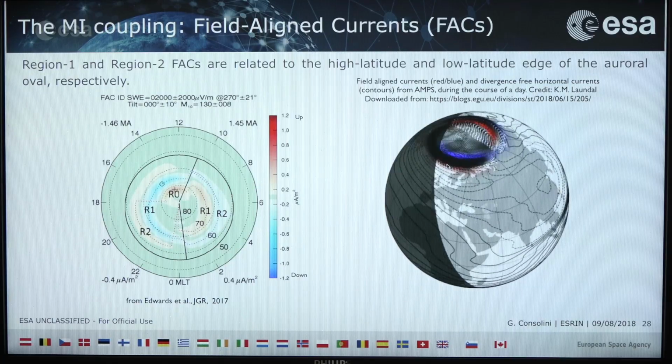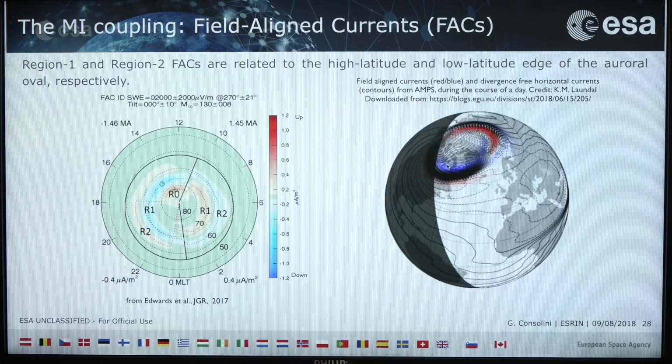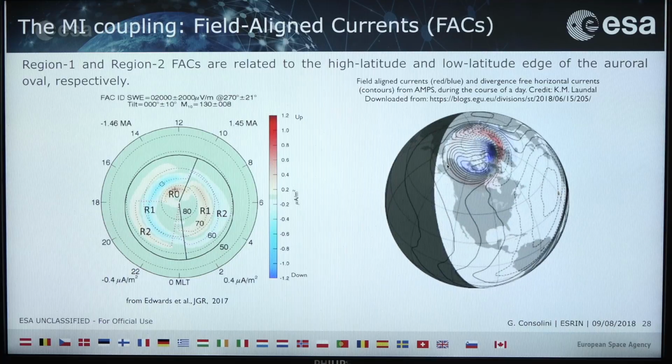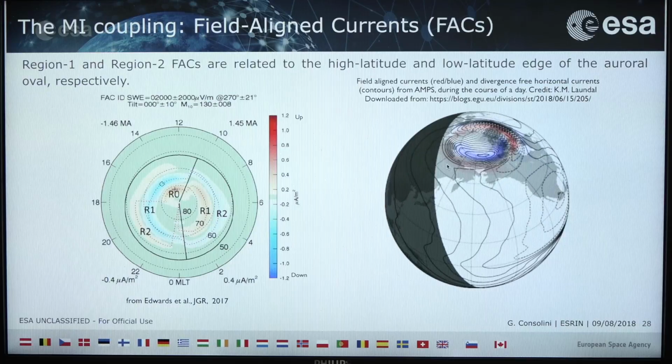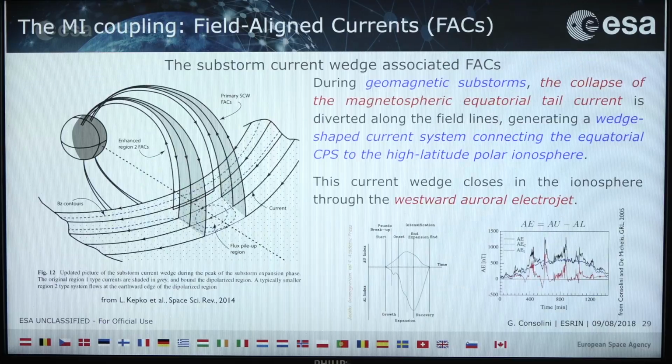This is a reconstruction, by a model, of the intensification of the currents in the high latitude ionosphere, of this field-aligned current. So you have a huge amount of energy that is advected inside the ionosphere through this current system.